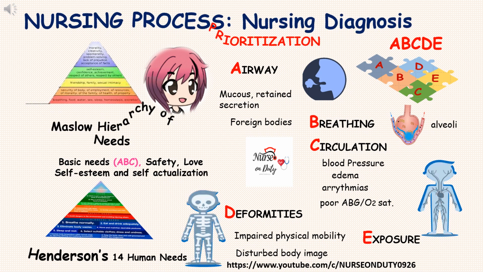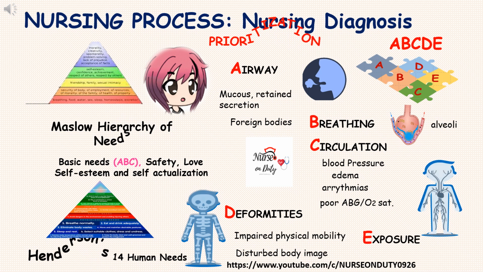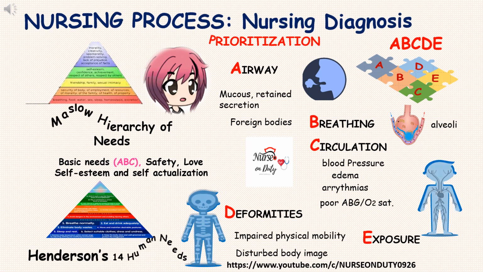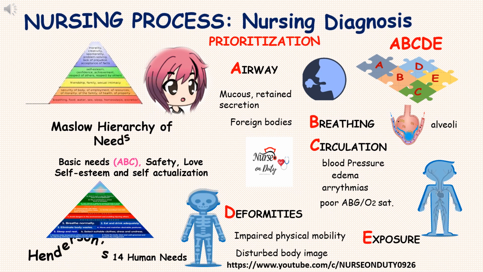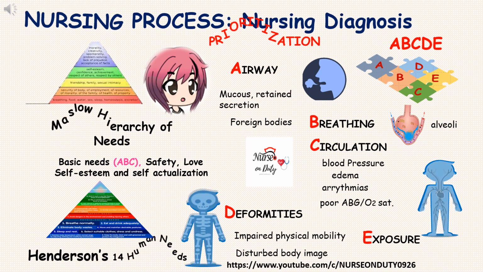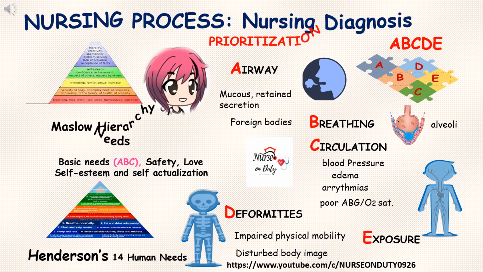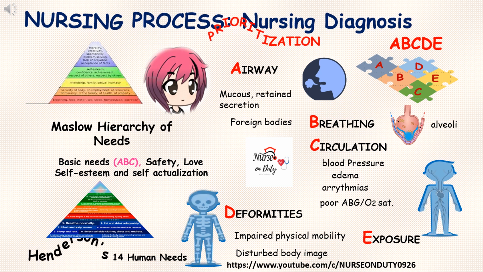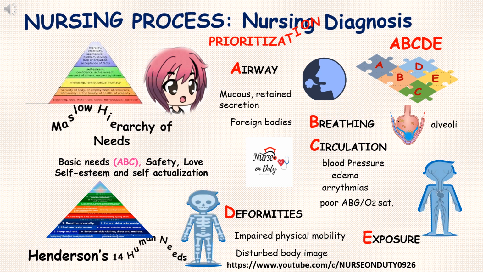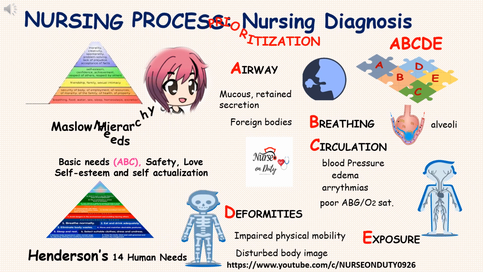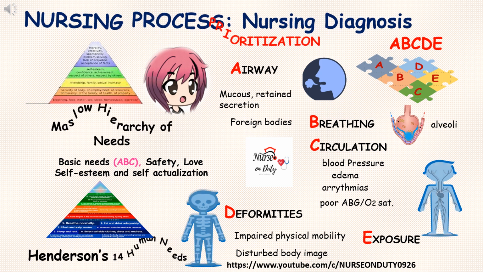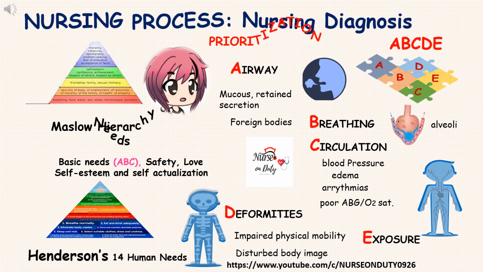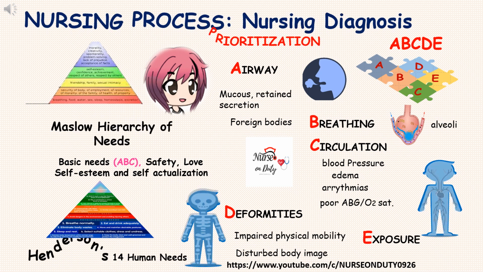Next is using another reference, the Henderson 14 needs that applies also to Maslow hierarchy of needs. So dun kay Henderson, meron 14 needs, but you will notice that it is almost the same with Maslow hierarchy. Yung first level niya is also focusing on the first 2 or 3 levels, the basic needs: the airway, breathing, and the circulation. So, doon pa rin halos parehas din siya.